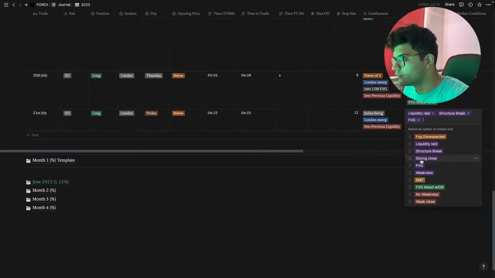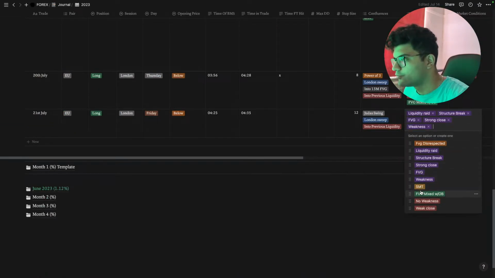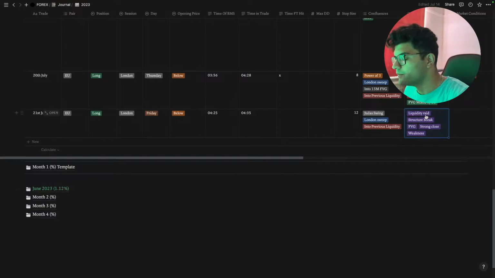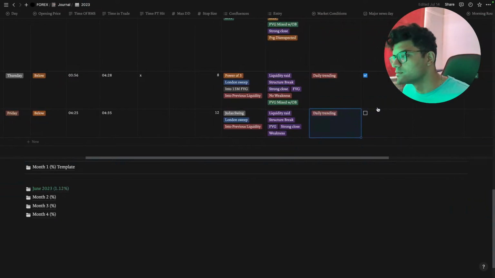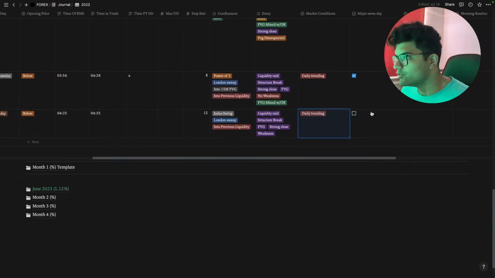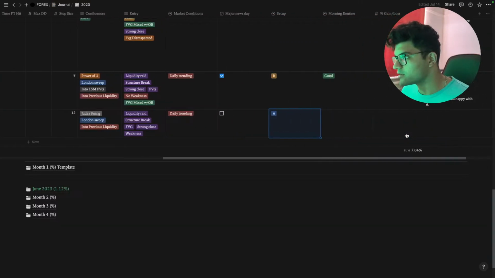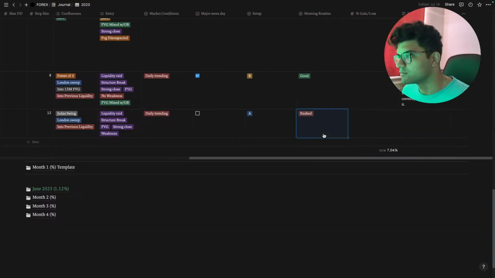Liquidity. There's not even a JD's trending. There's not even a, what was I gonna say? SMT divergence. And there's no news today. But this is an A setup in the books. Rushed.